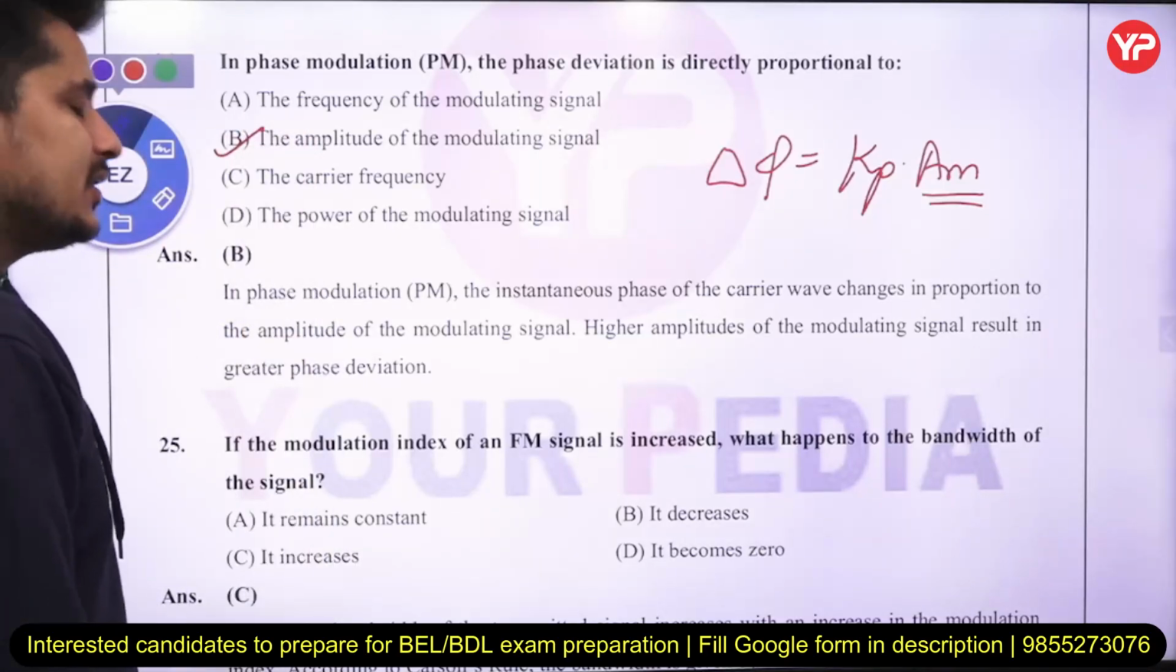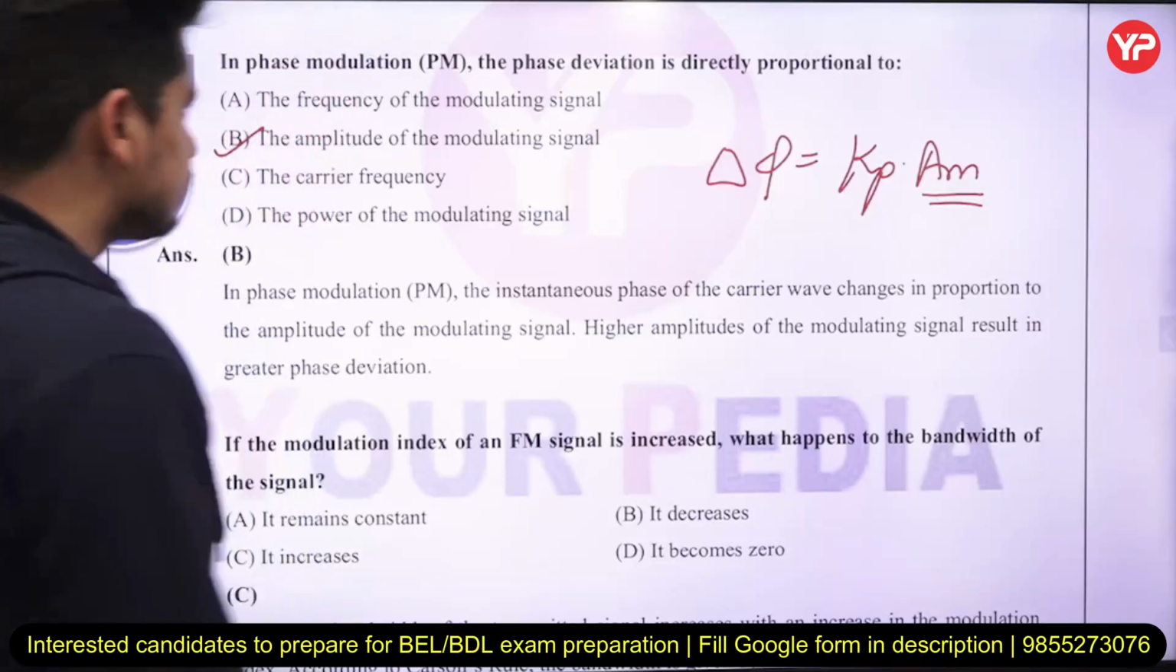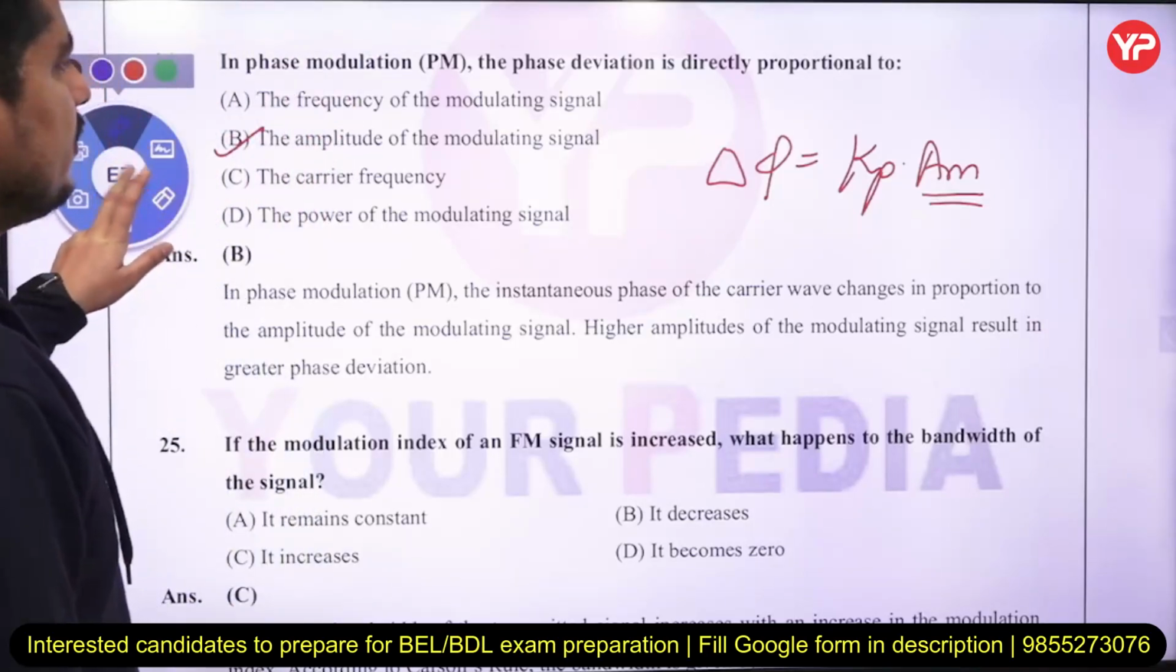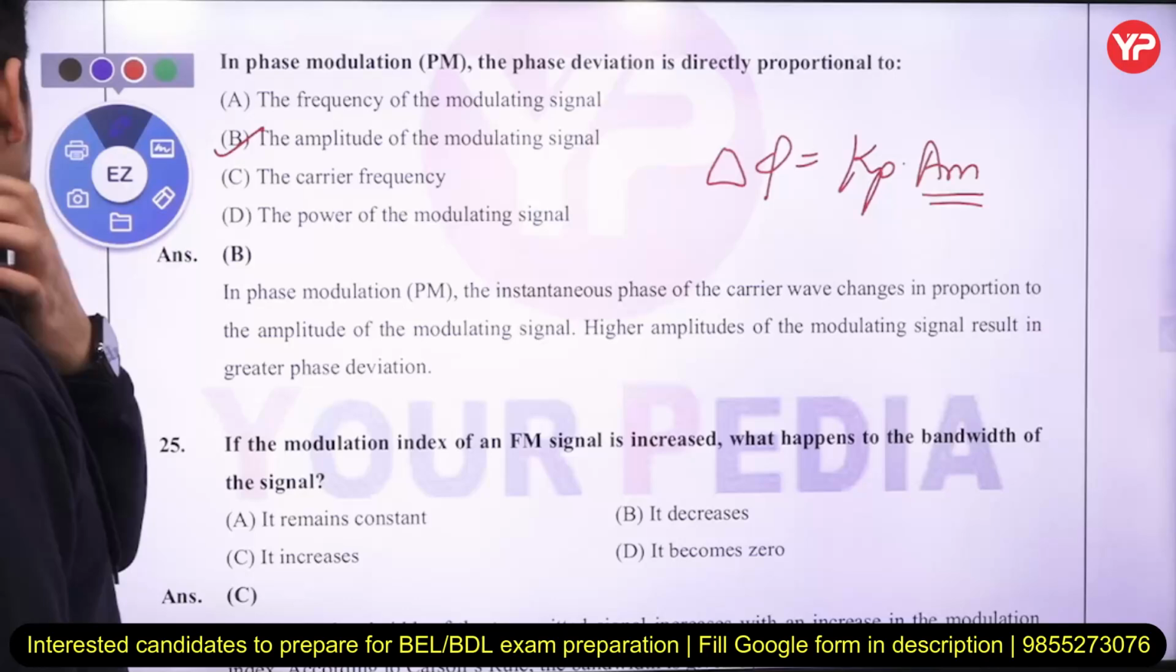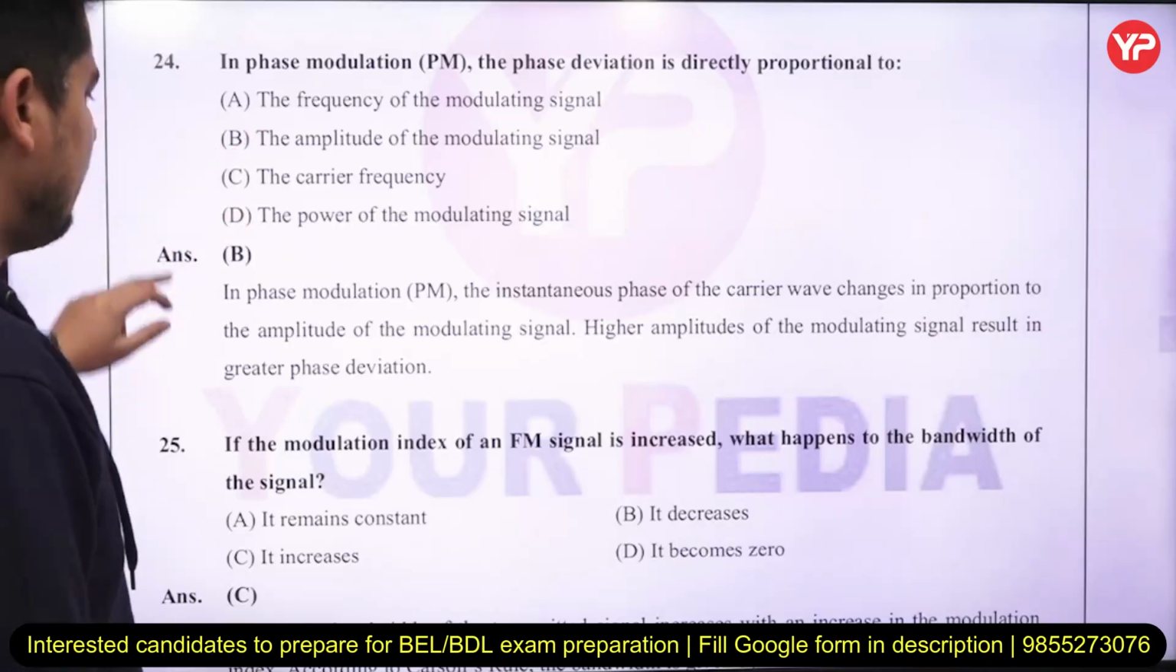In the previous case, he was asking about the frequency deviation. In this case, he is asking about the phase deviation. So phase deviation is also directly proportional to the message signal amplitude.